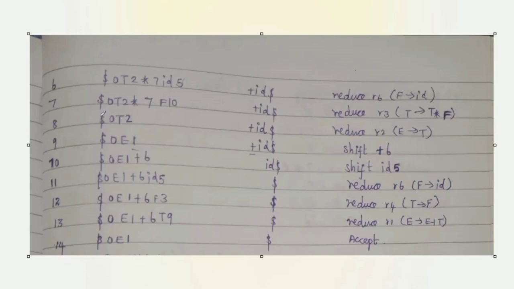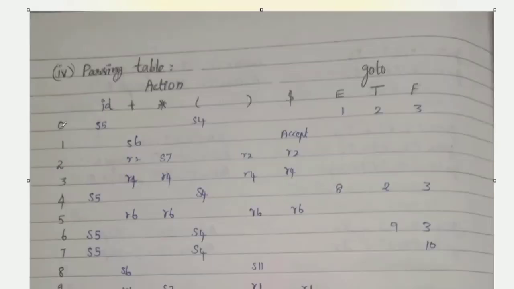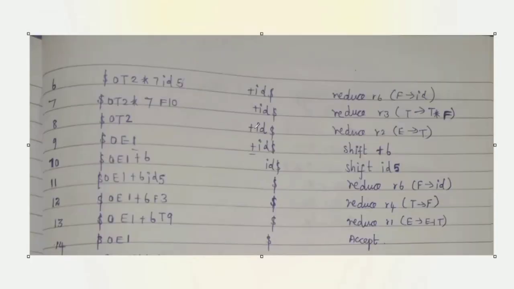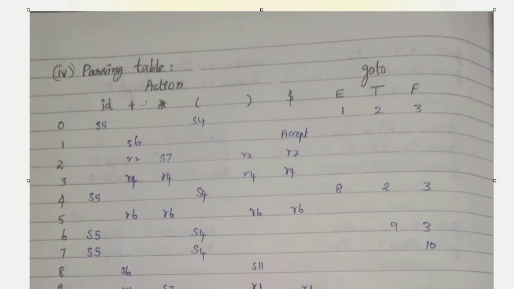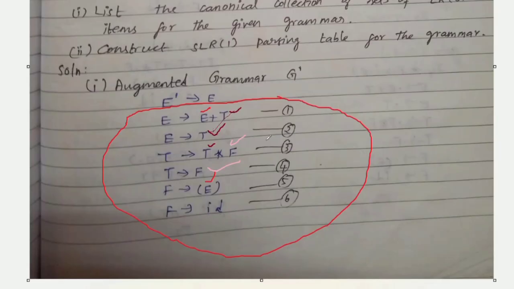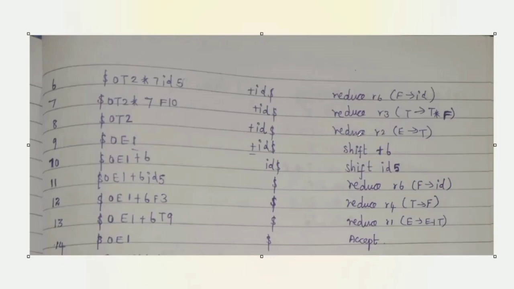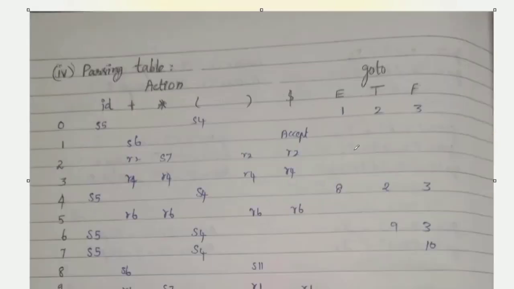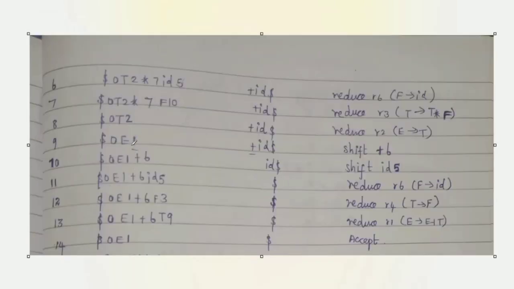Then you will get the stack symbol $0T. We cannot compare T with the input symbol plus. Look at the parsing table: 0T is number 2. Then write the number 2 and compare 2 plus. See the parsing table: 2 plus is reduce 2. Reduce 2 contains the equation number E tends to T. Here you write reduce R2, E tends to T. Then the stack $0T is reduced to capital E. We cannot compare E plus. Look at the parsing table: 0E is going to be 1. Write 1 here, then compare 1 plus.